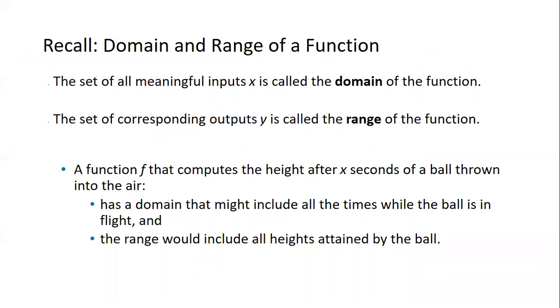All right, domain and range, yay, okay. Our input, that is called our domain. Our output, that is called our range, okay? A function f that computes the height after x seconds of a ball thrown into the air. In this case, domain is our time, right? Time is typically your domain, and our range is the height of the ball, right?